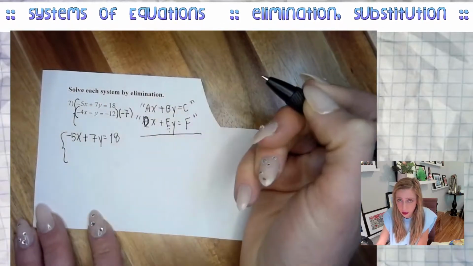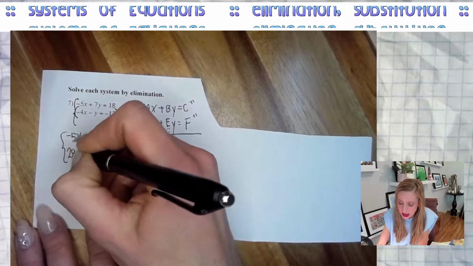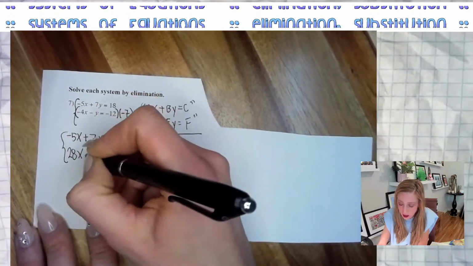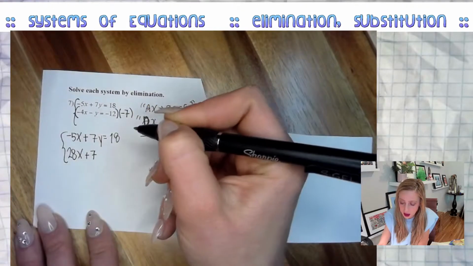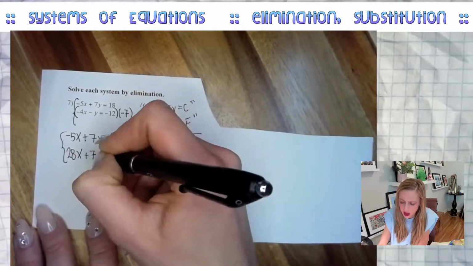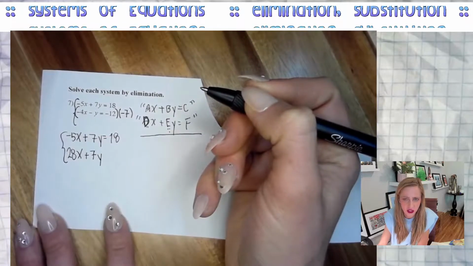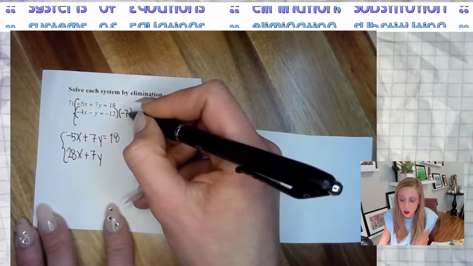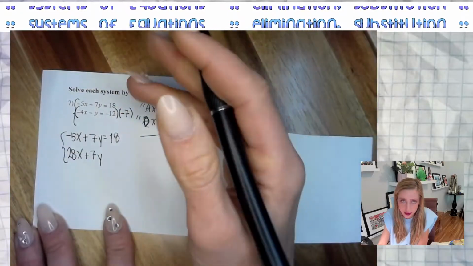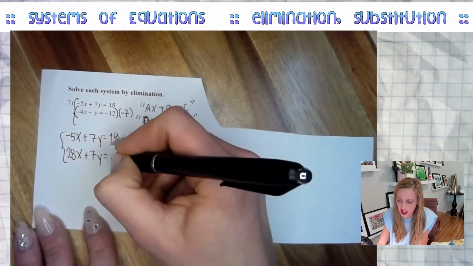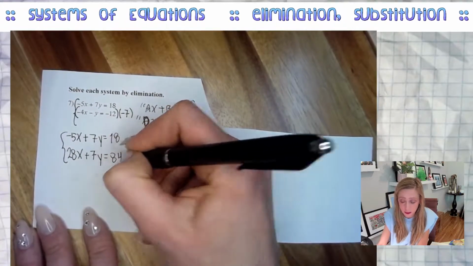Negative 7 times negative 4, 28x. Negative 7 times negative y is plus 7y. No, I don't know why I did negative 7. That's fine. I think I did it differently yesterday. I think I just meant to do multiply by 7, but all good. I'll do it both ways. Let's go nuts. Negative 12 times negative 7 is going to be positive 84.